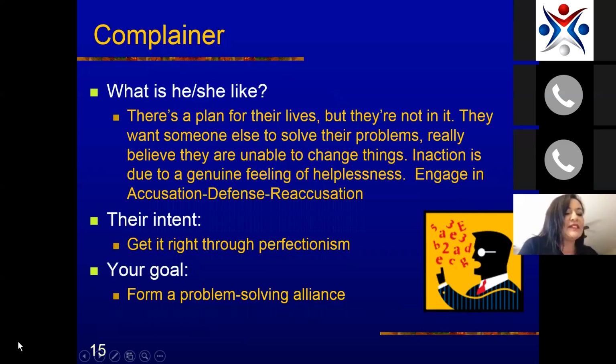So the complainer does not want to be part of any solution. They prefer others to solve the problems and the issues. They can feel helpless. The goal with them is to make them part of the solution by forming an alliance, make agreements to collaborate.